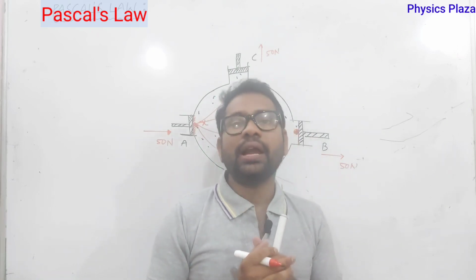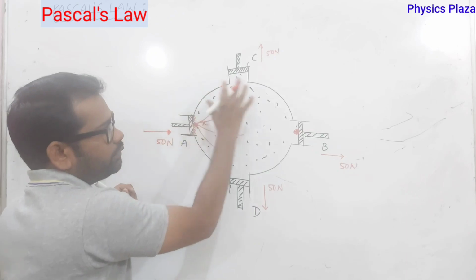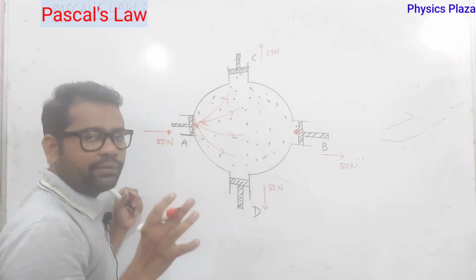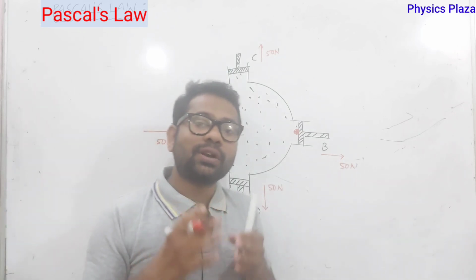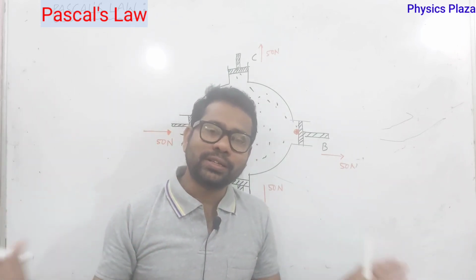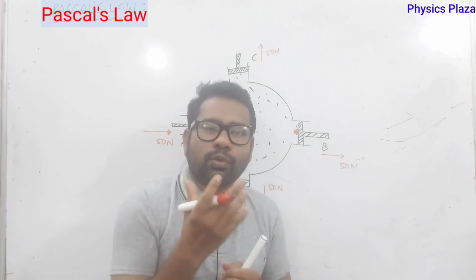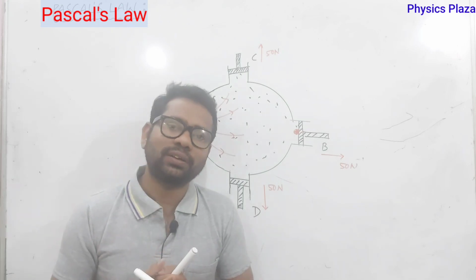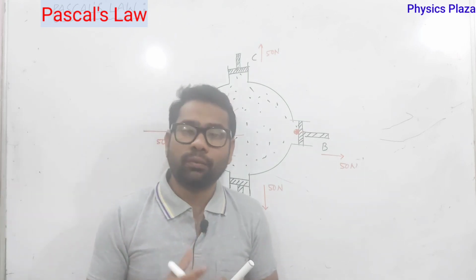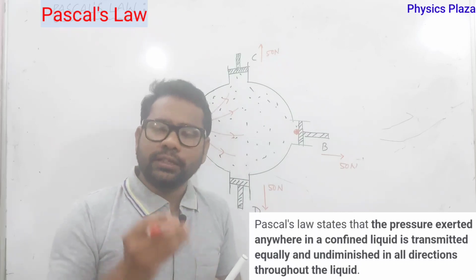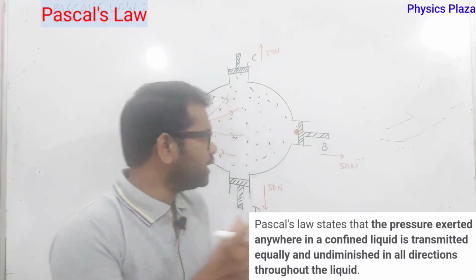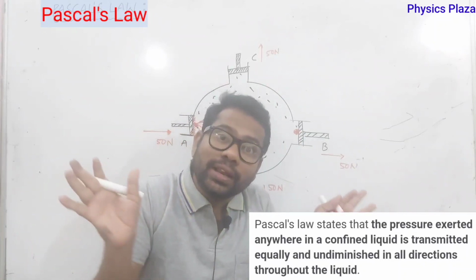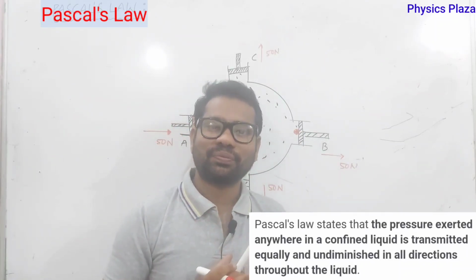The pressure must be undiminished, which means what? Here is a confined liquid. The pressure given at any point in a confined liquid, what is happening? It is transmitted through the liquid in all directions and undiminished. This is what Pascal said. It's very simple, children. So what is the statement of Pascal? It states that the pressure given at any point in a confined liquid is transmitted through the liquid in all directions and undiminished.